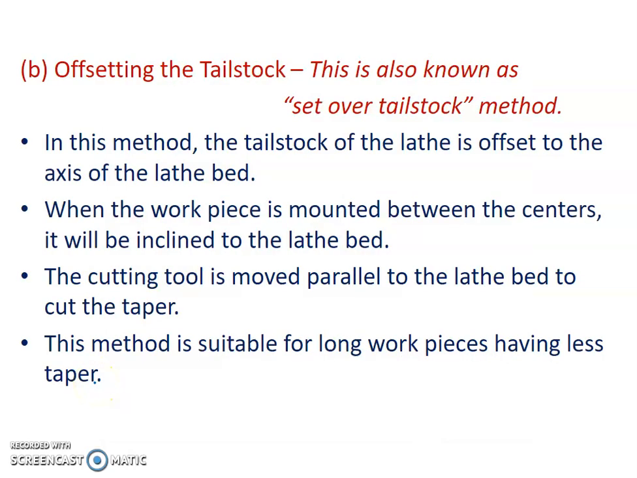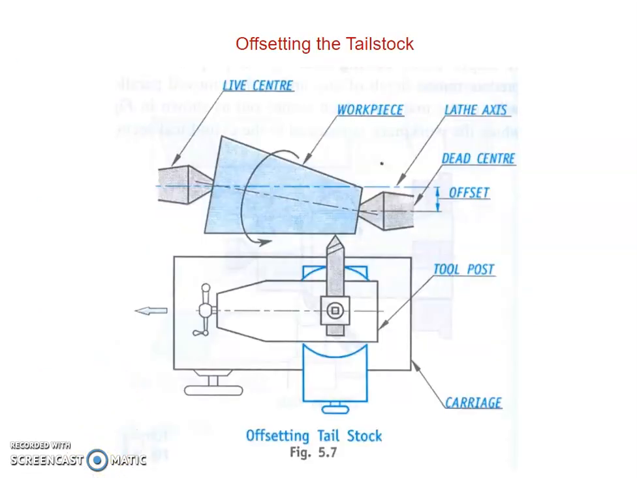So we'll go to the next method, that is offsetting the tailstock. This is also known as the set over tailstock method. That is another name for this method. In this method, the tailstock of the lathe is offset from the axis of the lathe bed. When the workpiece is mounted between the centers, it will be inclined to the lathe bed. The cutting tool is moved parallel to the lathe bed to cut the taper. This method is suitable for long workpieces having less taper. So we'll see in the diagram how it is done.